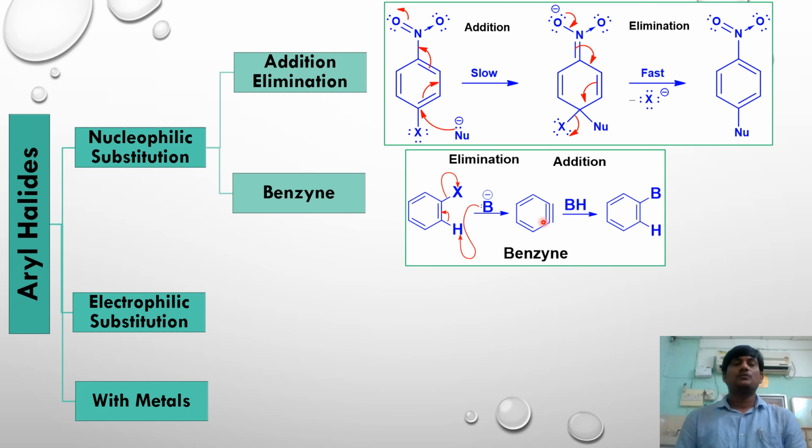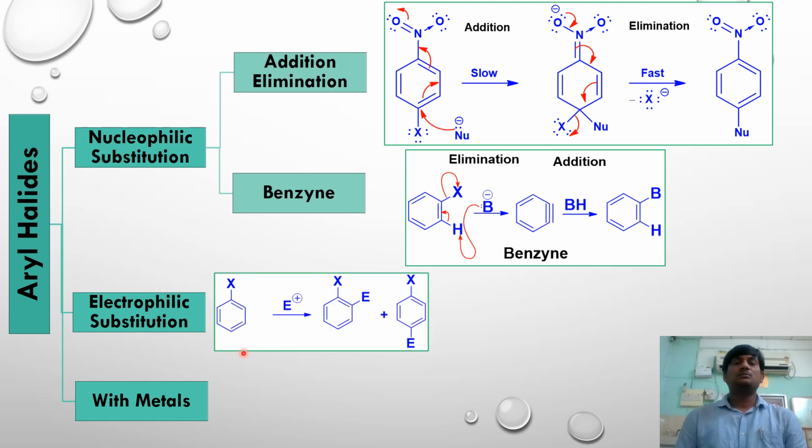We know that aryl halides exhibit electrophilic substitution reactions. Halogen is a ring deactivating group, but it directs the electrophile to the ortho and para positions of the benzene ring. So when you add an electrophile to the benzene ring, there is electrophilic substitution at the ortho position and para position.